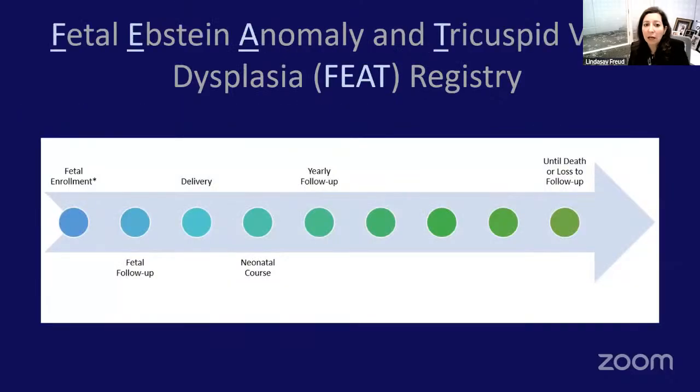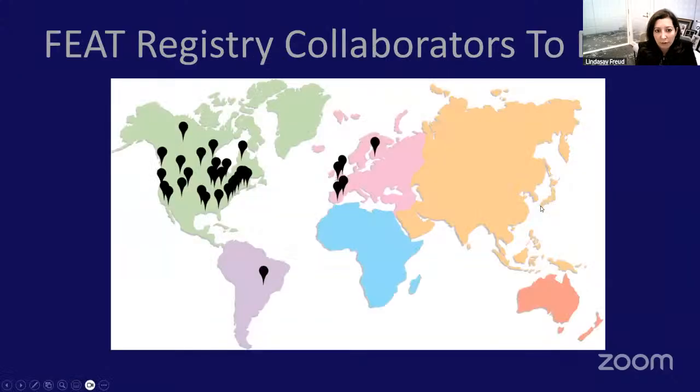And the last plug that I just want to make is that as much as I love studying this disease, I even love more studying it with all of you. It's a very rare disease where we have a lot to learn. And so several years ago, we started the FEAT registry, which is the Fetal Ebstein Anomaly and Tricuspid Valve Dysplasia Registry, which started as a prospective, but now is also a retrospective ascertainment of cases that we're following from the fetal period for as long as possible to understand their courses, including their neurodevelopment.